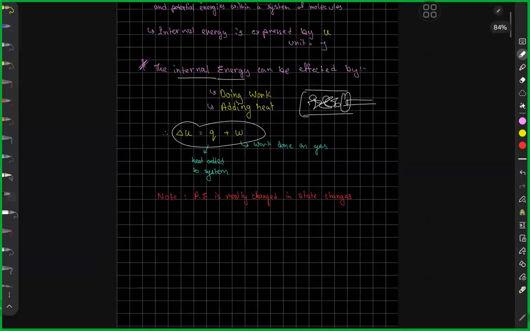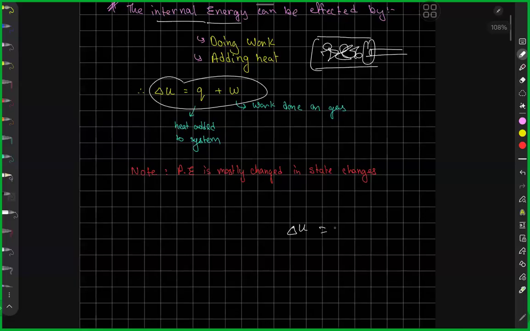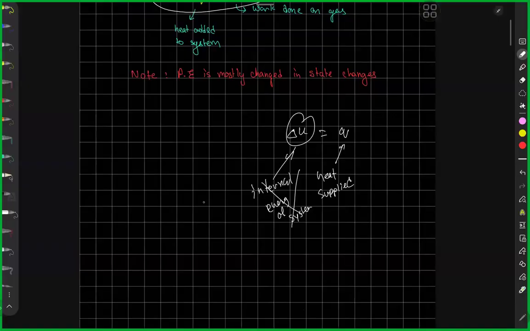So ultimately, this is the equation. Del U, the change in internal energy, is equal to the heat supplied. Mind you, this is not the internal energy of the system. This is the change in internal energy. Don't get confused over here. They won't ask you what is the internal energy of the system; they'll ask you what is the change in internal energy of the system.